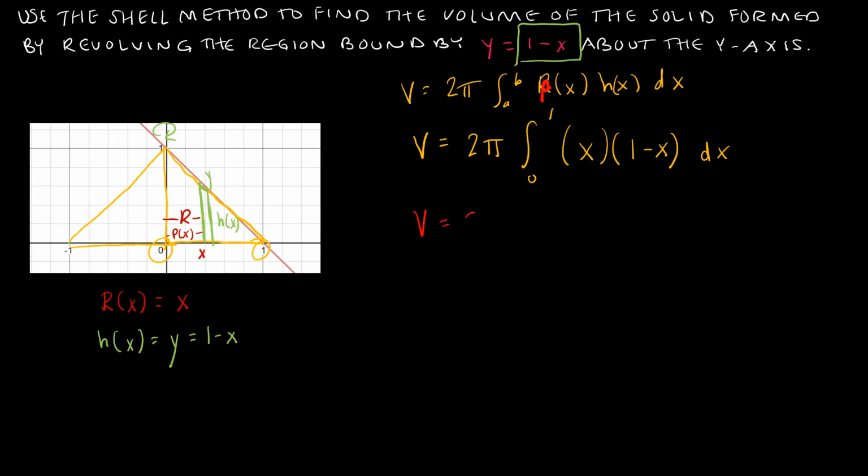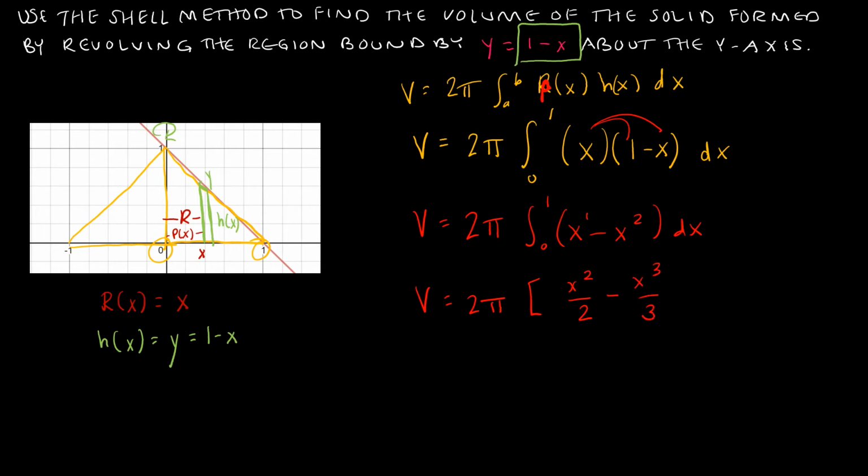I have 2 pi, and then this is from 0 to 1, and I'm going to distribute the x, so I have x minus x squared dx. To integrate, again using the power rule, I'm increasing the exponent by 1 and dividing by that exponent, so x squared over 2, and then x cubed over 3, and evaluating from 0 to 1.